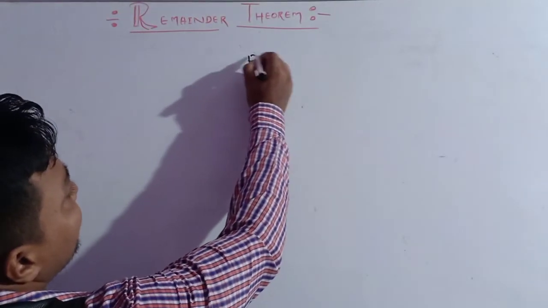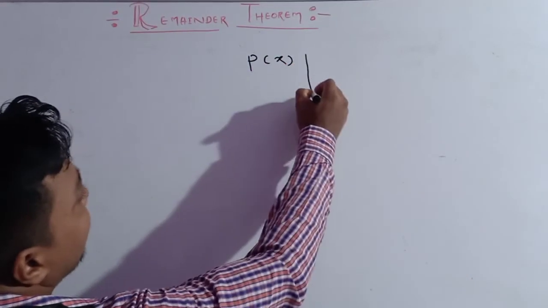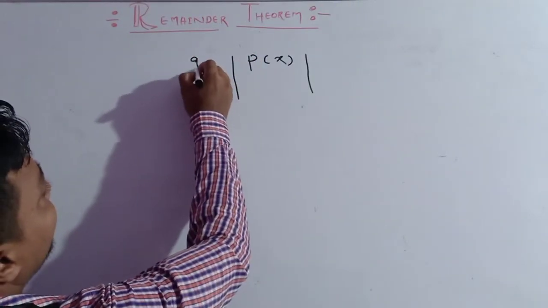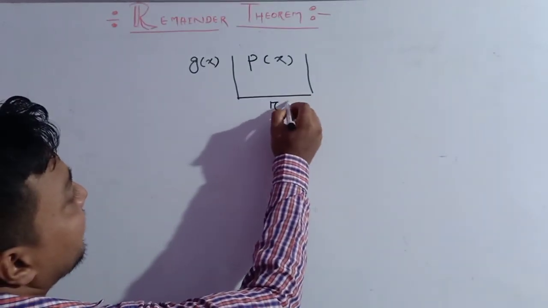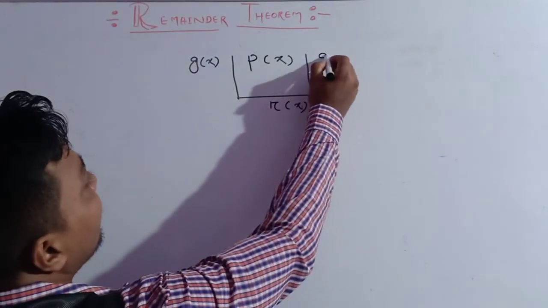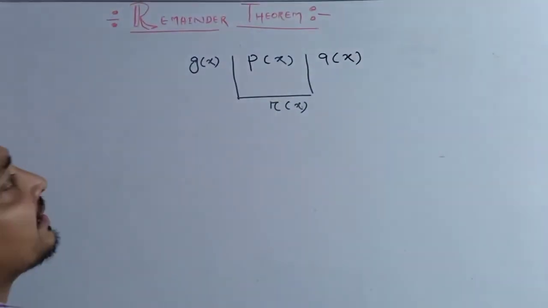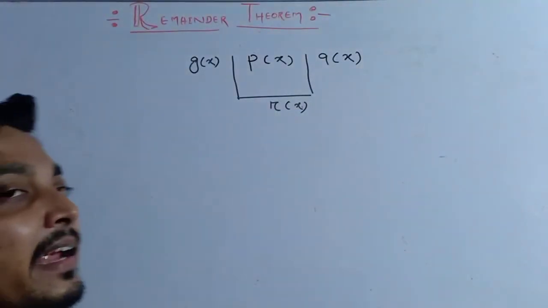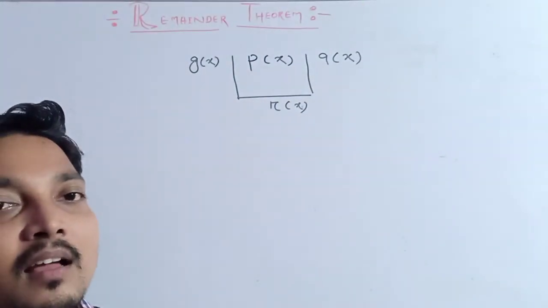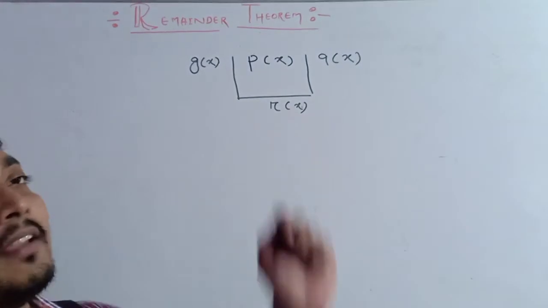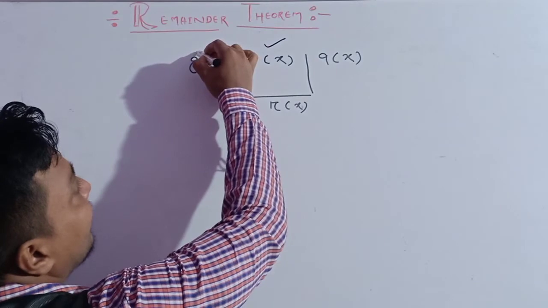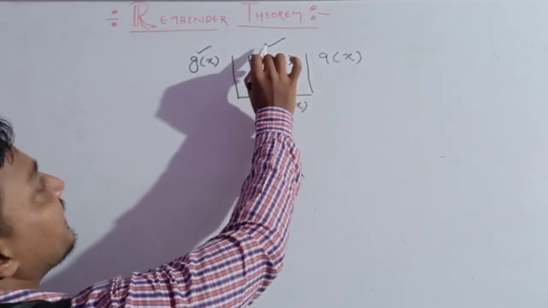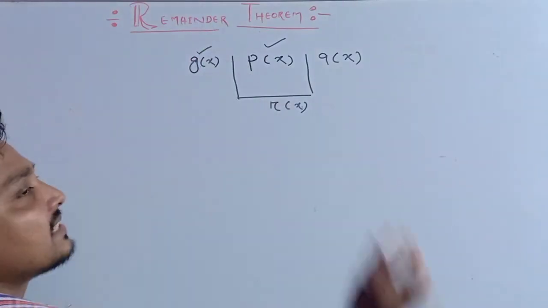Listen, whenever you are dividing p(x) by any polynomial g(x), the remainder is r(x) and the quotient is q(x). And I already said before starting the class the rule of polynomial division: the degree of p(x) will always be equal to or greater than the degree of g(x).